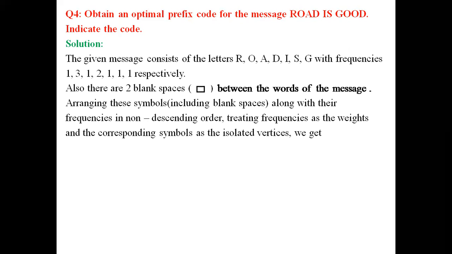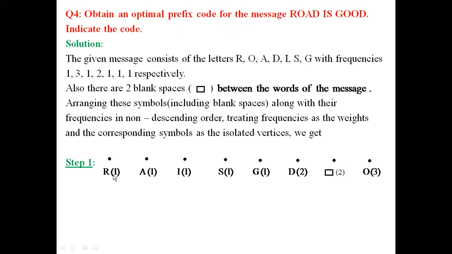So we have to arrange these symbols, including the blank space, along with their frequencies in non-descending order, treating the frequencies as the weights and the corresponding symbols as the isolated vertices. This is how our usual procedure starts: we denote the isolated vertices and arrange the weights, the frequencies obtained for these letters along with the space in the given message, in non-descending order. So step 1, we have 8 isolated vertices, because R, O, A, D, I, S, G and the space. We arrange them in non-descending order.